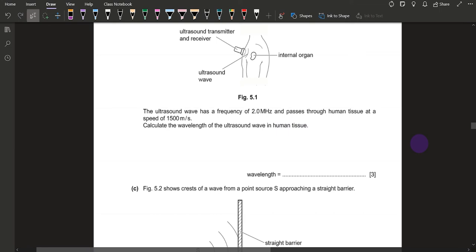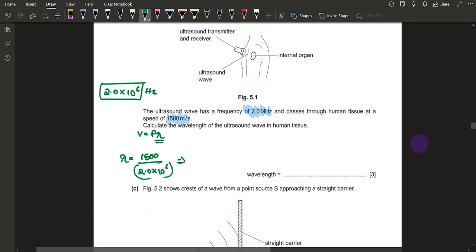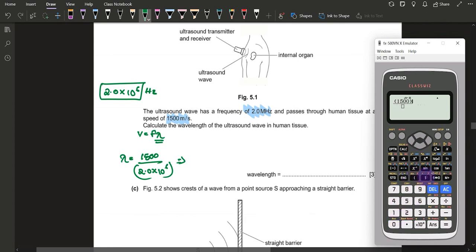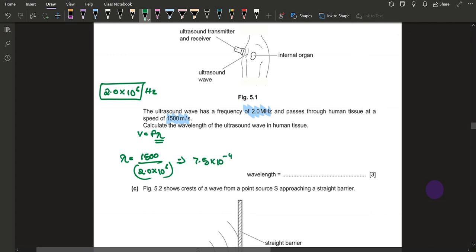So to find out wavelength, we have to use the formula V equals F lambda. We know V, which is here, and we know F, which is in megahertz. To convert this into hertz, what we have to do is 2.0 into 10 raised to the power 6. And this is going to be our hertz. So to find out wavelength, we have to rearrange our formula. So it's going to be 1500 divided by 2.0 into 10 raised to the power 6. And our answer is going to be 7.5 into 10 raised to the power minus 4. And don't forget the unit, which is going to be meters. And we'll get 3 marks for this.